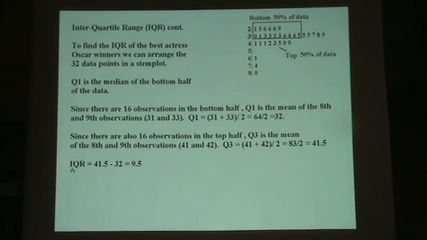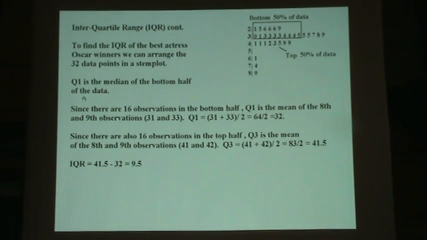So my interquartile range is Q3, which is 41.5, minus Q1, which is 32, and that gives me 9.5, and that is the interquartile range. Let's look at this again.